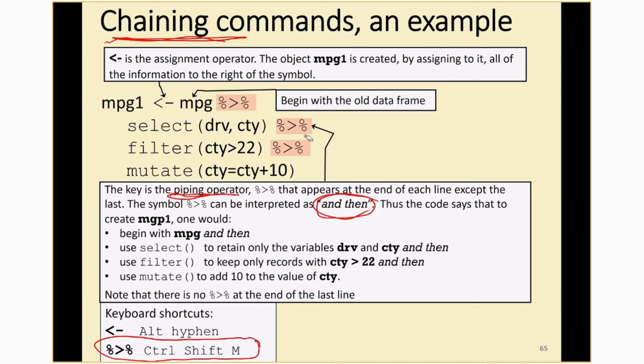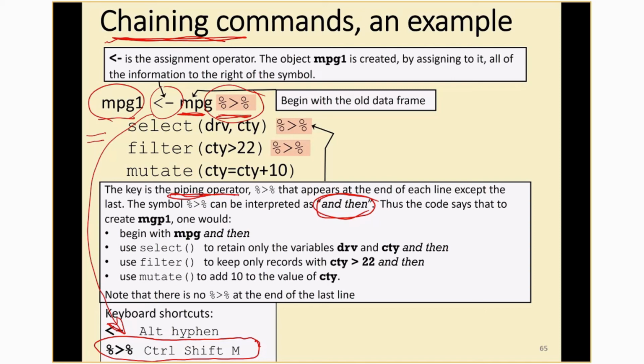So, to create MPG1, there's my assignment operator. And if you want a keyboard shortcut for that, there's the keyboard shortcut. It's worth knowing that you could use an equal sign rather than an assignment operator, but that doesn't appear very elegant, so normally we don't. But anyways, to create MPG1, I'm going to begin with MPG and then. So every time I see this, what goes through my mind are the words "and then."